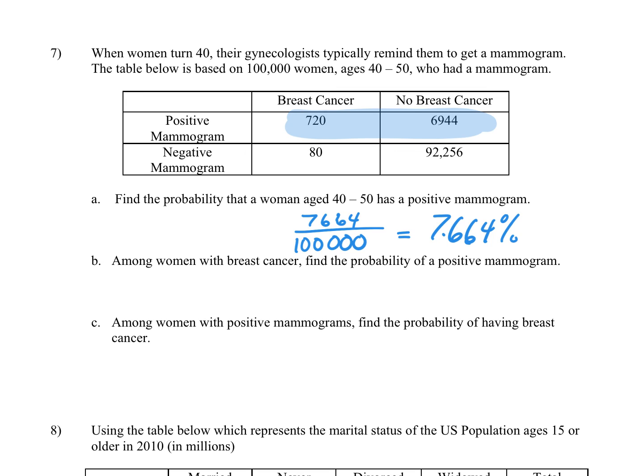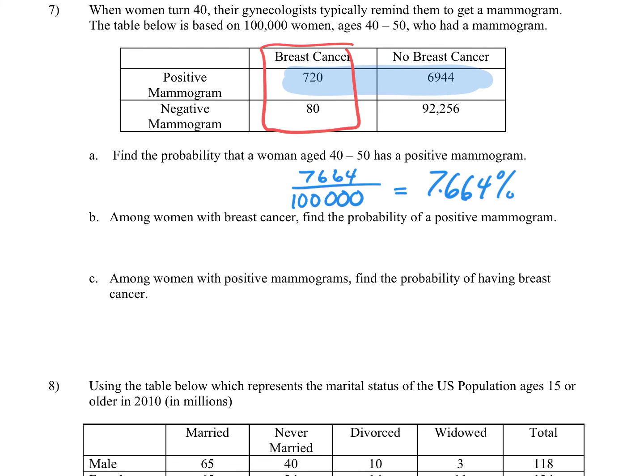Part B, among women with breast cancer, what that means is we're really only limited to this set of data. Among women with breast cancer, find the probability of a positive mammogram. Well, that's going to be 720 out of 800, which we can also think of as 90% or 9/10. Our denominator is different there because of this statement, among women with breast cancer. We've limited our sample set to account for a different type of question.